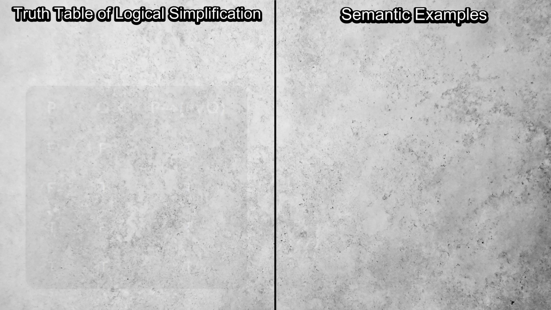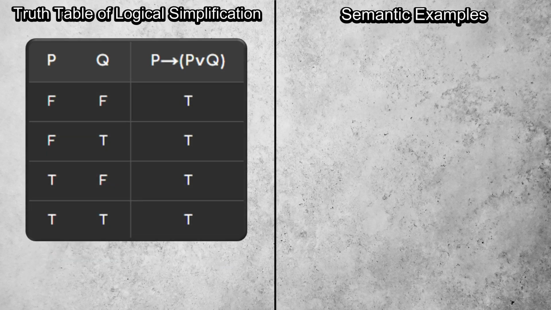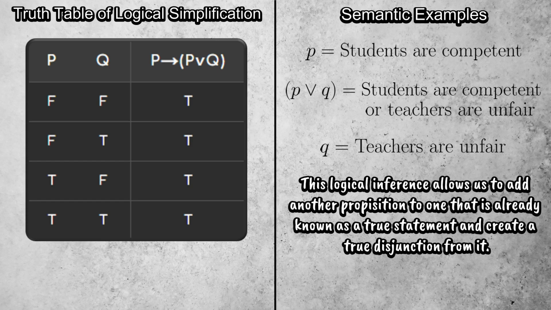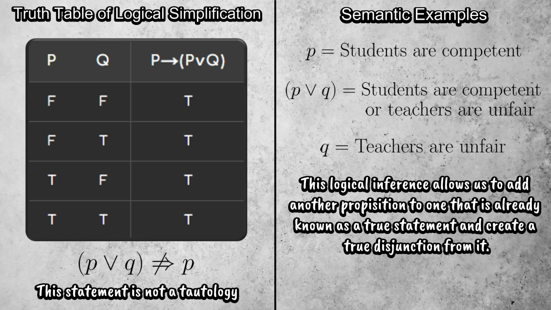Let us consider now logical addition, meaning P implies P or Q. Consider the proposition, students are competent. This proposition logically implies that the students are competent or teachers are unfair. We are using the following fact: P implies P or Q. The truth table confirms that this propositional formula represents a tautology. Notice that P or Q does not imply P.